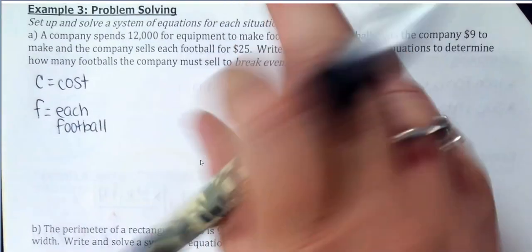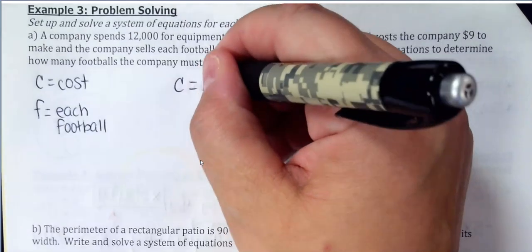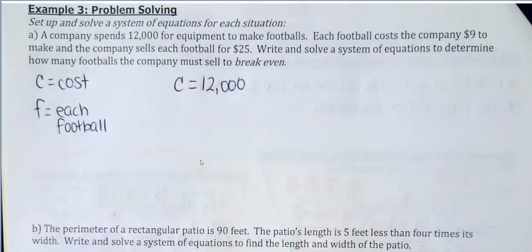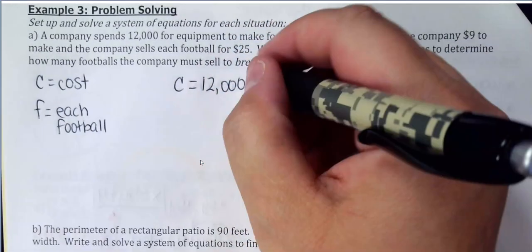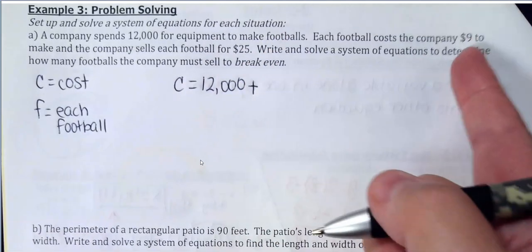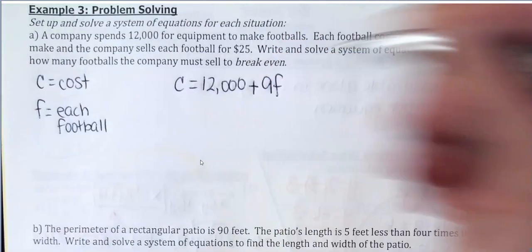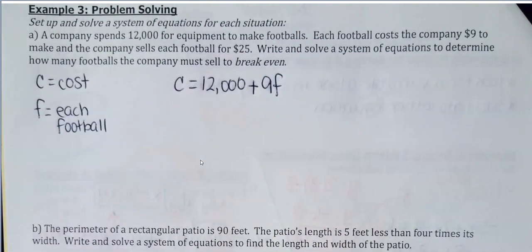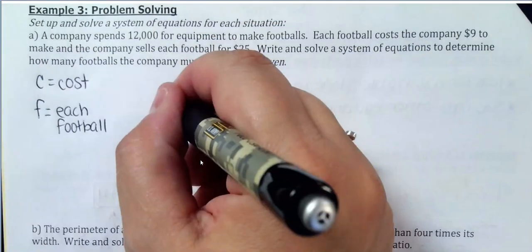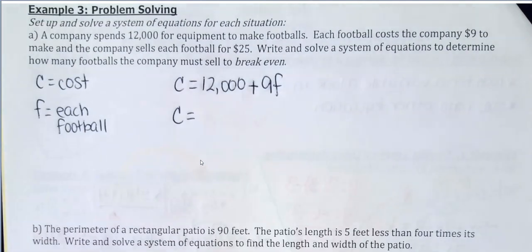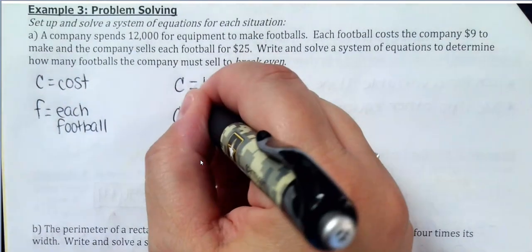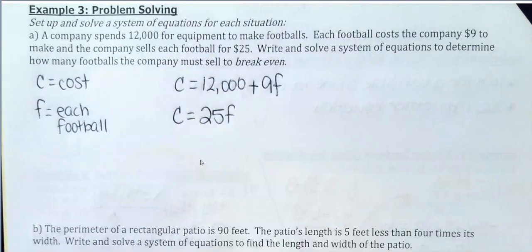All right, so let me do the cost to the company first. They've got to pay the $12,000 for their equipment, right? So the cost to the company is just a $12,000 flat fee. And then I'm going to put plus, it costs them $9 for every football. So I would do something like 9F, or you can use different variables if you don't like my variables. Now, the cost to the customer, we're trying to see when these are equal. That's going to be your break-even point. The cost to the customer is just $25 for every football.